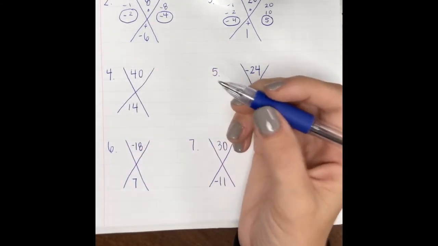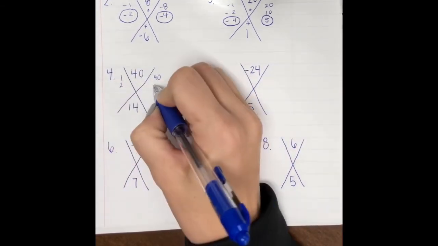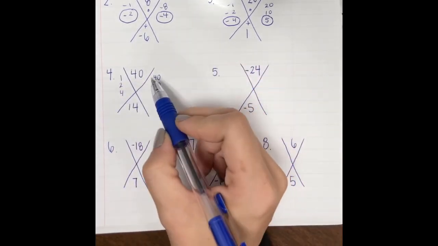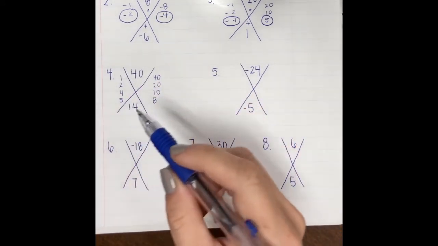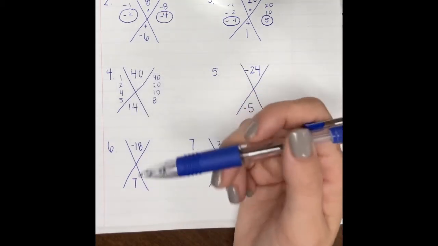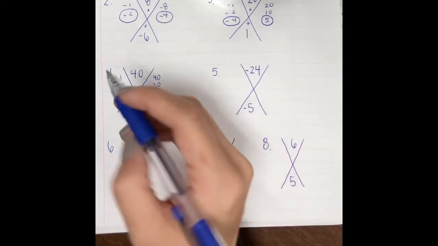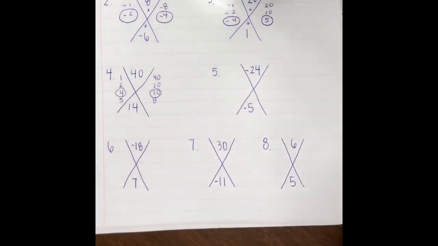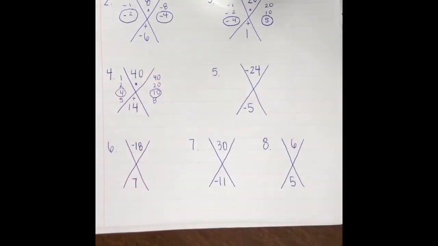All right, and then we have 40 and 14. Some of y'all may already be able to see some of these in your head if you're good at your multiplication tables. If not, you may need to play around with it until you figure it out. So multiplying to be a positive number and adding to be a positive number, so we want them both to be positive. These are all the numbers that will multiply to give us 40. And the ones that would add up to give us 14 would be 4 and 10. Okay, 4 times 10 is 40, and 4 plus 10 is 14.